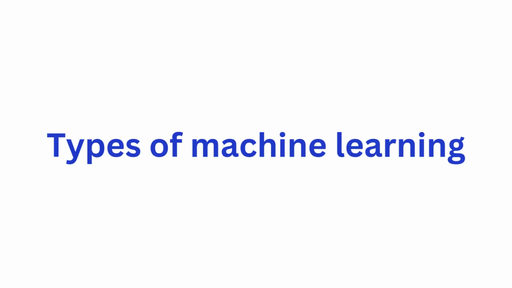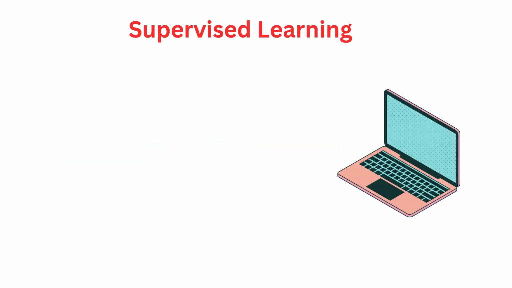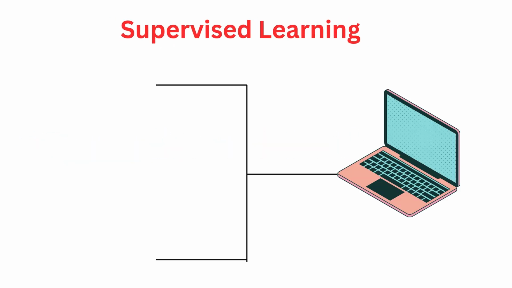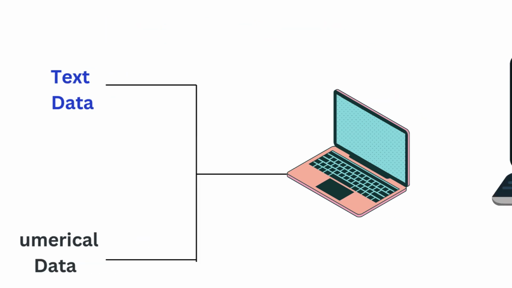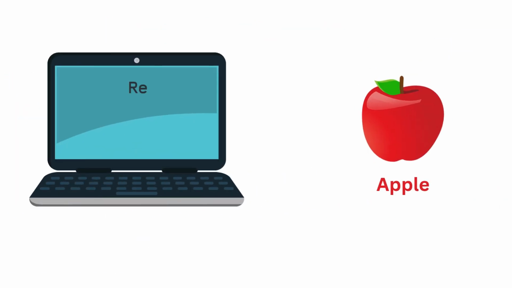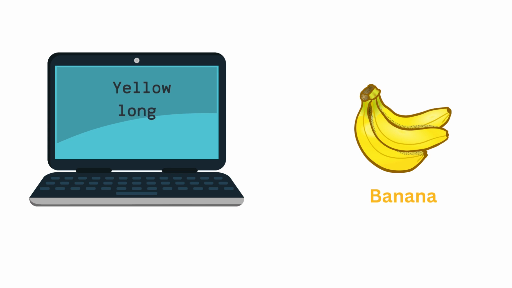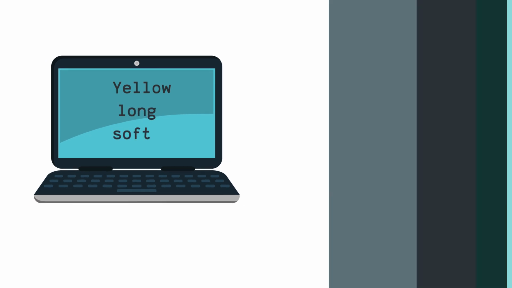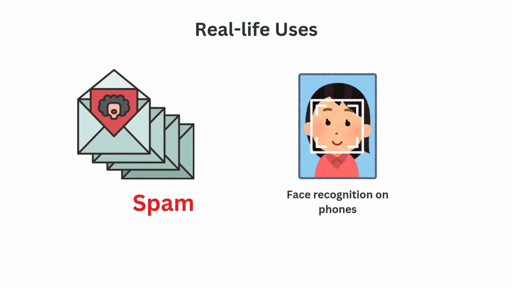Let's understand types of machine learning. Supervised learning. In supervised learning, the computer learns from labeled data, meaning each example in the training set has an answer. The computer finds patterns in the data and makes predictions. Just like you have a set of fruits with labels: red, round, sweet is an apple; yellow, long, soft is banana, like that. Supervised learning is widely used for spam email detection, face recognition on phones, and many more.